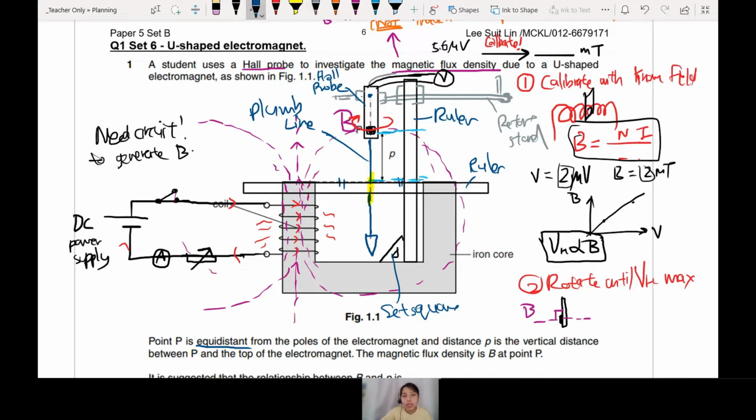Okay, so from now onwards, you just have to change the distance P by moving this clamp, change up, change down, and measure B, which is on your voltmeter or Hall probe. Okay, so that's all for this experiment, the main part of it. How do you set up something like this? Yeah, there's a lot of things to draw, lots of things.